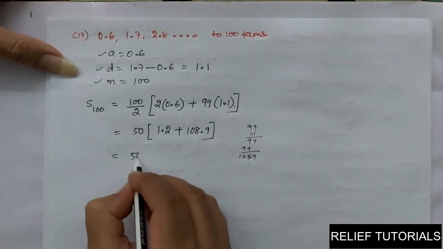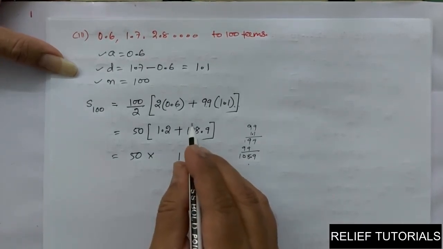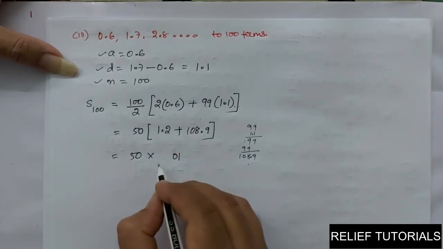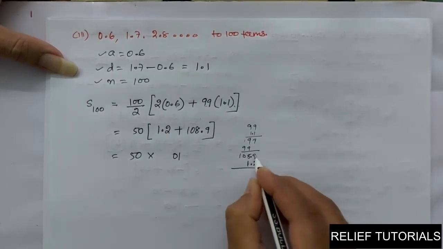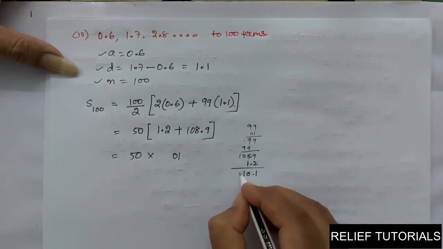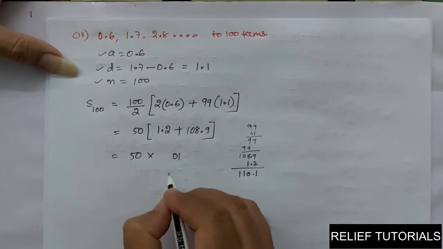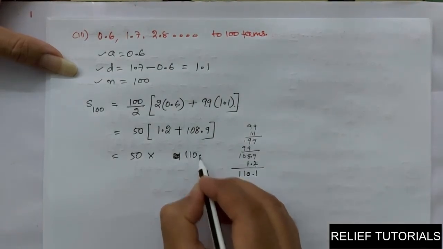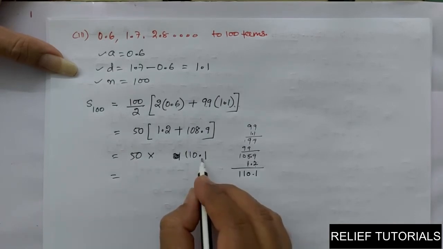So now 50 into, now you will add this: 108.9 plus 1.2. 9 plus 2, 11, carry 1, 8, 9, 10, 0, carry 1, 1. So the answer is 110.1. Now you know 50 multiplied by this 110.1.